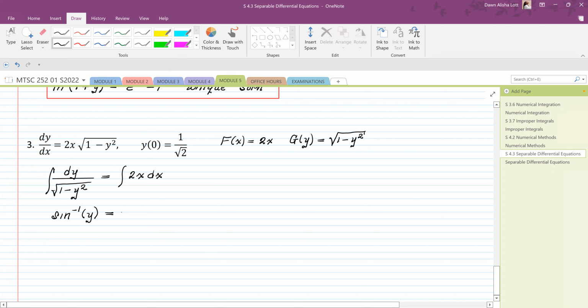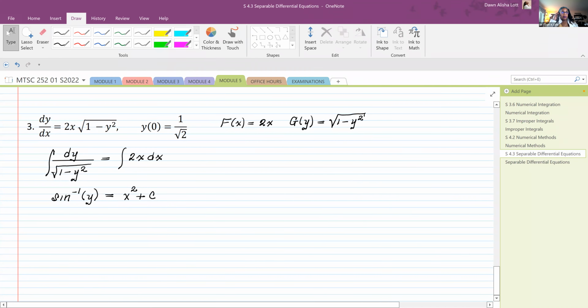Then what's on the right-hand side? It'll be 2x squared over 2, so that just gives me x squared over 2, and a constant. Any questions about that? All right, so we have the sine inverse of y is equal to x squared plus a constant.